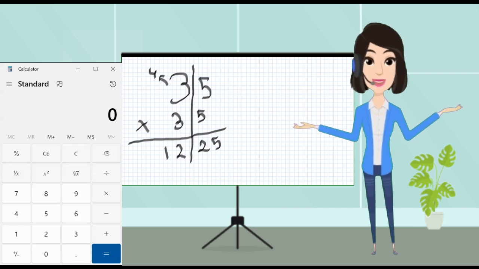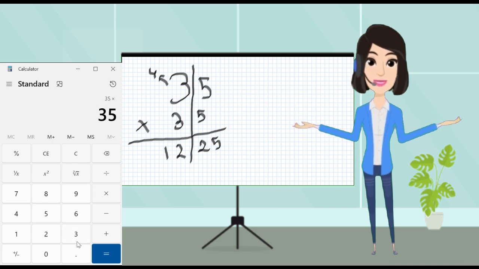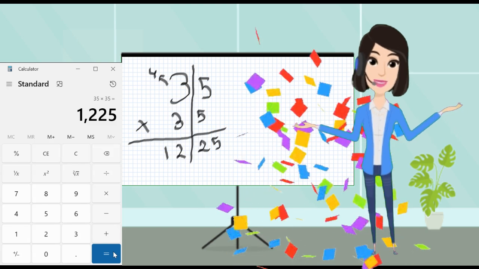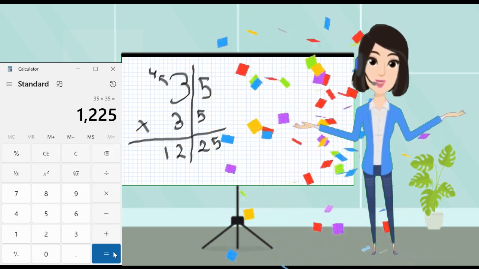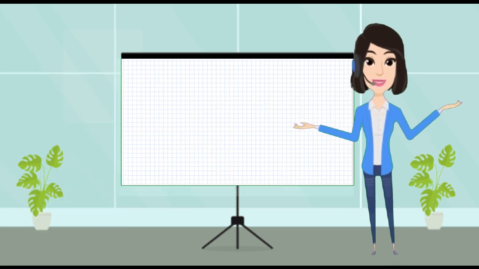Now let's check it on the calculator. Let's try calculating it and see if we got the right answer. So 35 times 35. And our answer is 1225. Wonderful! We got the same answer. Now let's try another example.